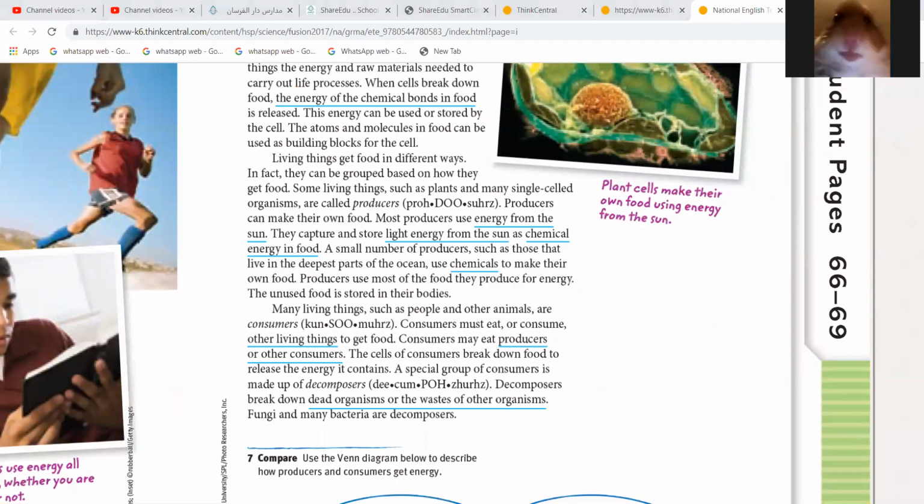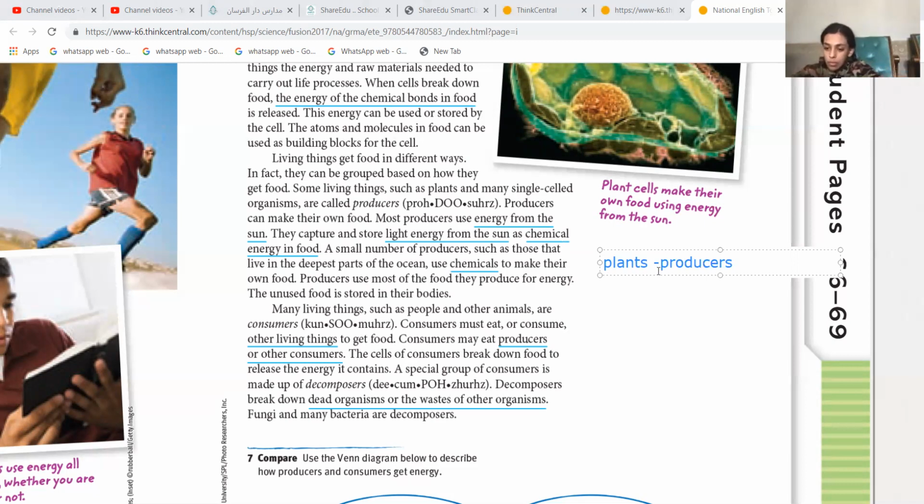Girls, you will remember, because they produce their own food, because they make their own food. Plants, producers. You know that the food chain always starts with producers. Plants, producers, okay? So producers are those plants or those bacteria that can make their own food. Producers are those that can make their own food.